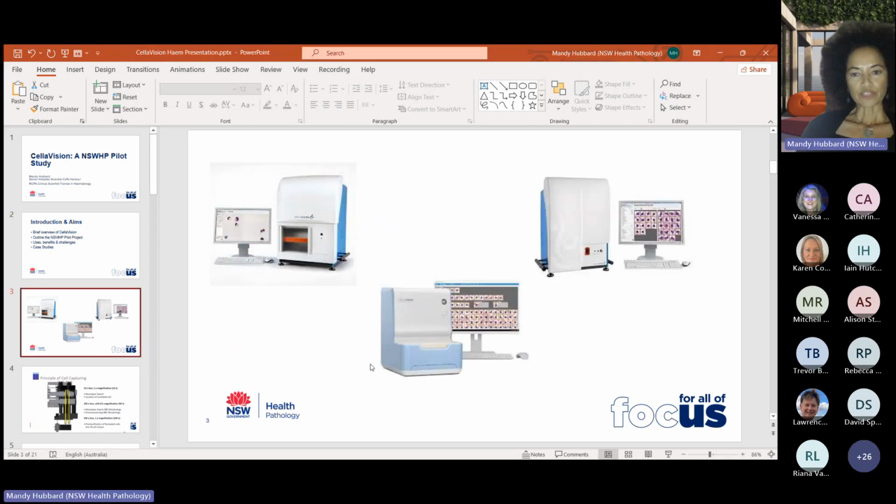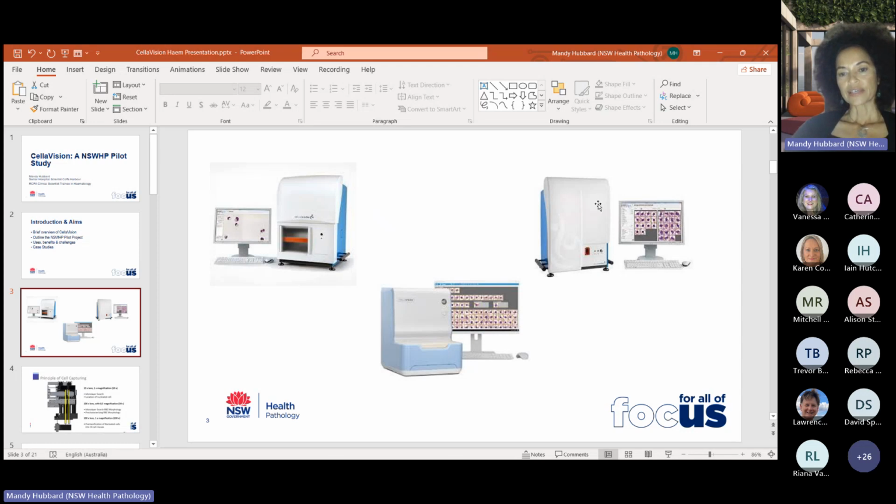Just for those people that aren't aware of the different analyzers that are available, there are 3 analyzers on the market produced by CellaVision. We have the DM9600, the large analyzer, which is located at our John Hunter laboratory. It has a capacity to scan 30 slides per hour, and it has a conveyor belt where you can load 8 cartridges, and each cartridge holds 12 slides. So in theory, you could load 96 slides and walk away and let the analyzer do its thing.